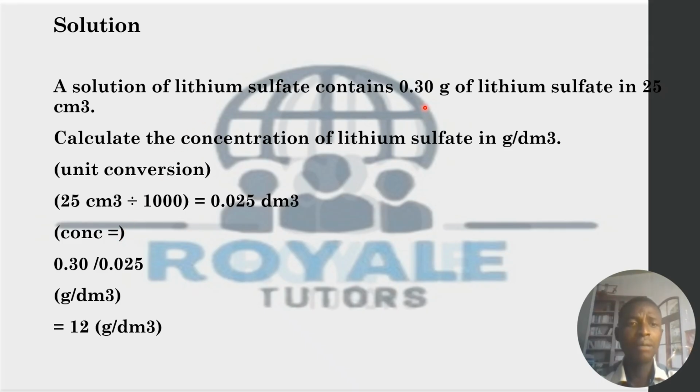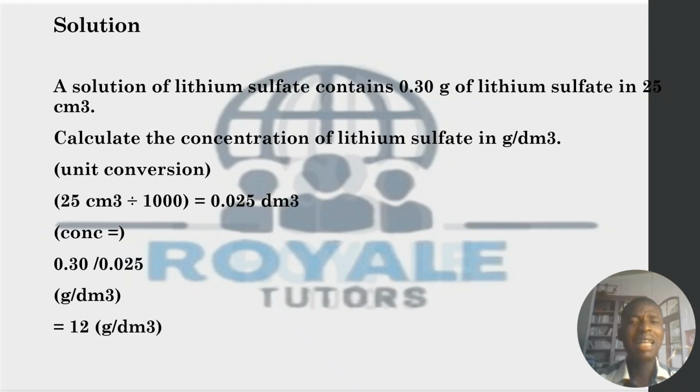So now for us to find the concentration of lithium sulfate, we've been given the mass as 0.3. You divide your 0.3 by your volume, which is 0.025 dm cube. So 0.3 divided by 0.025, what will you have? You're going to have 12 grams per dm cube. If you've done this, you've gotten your full marks for this question.